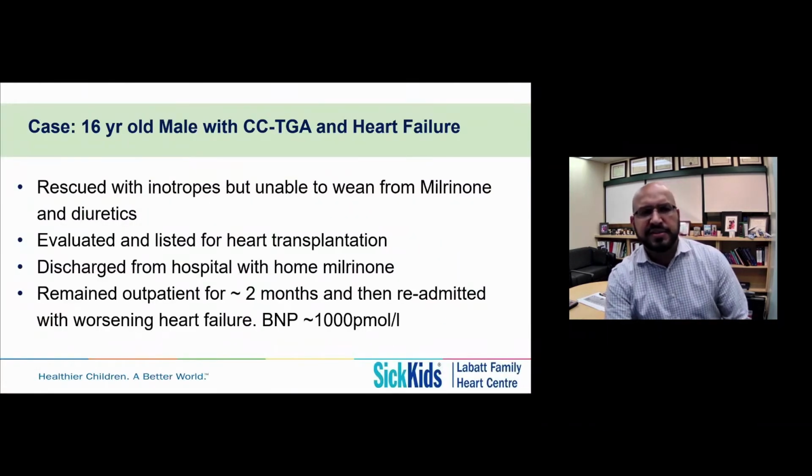And so getting back to the case, our 16-year-old male with CCTGA and heart failure was able to be rescued with inotropes, but was unable to wean from milrinone and diuretics, and eventually required listing for heart transplantation. However, we are able to manage patients with home inotropes, and so he was discharged from hospital with a home milrinone program via a PICC line, and he remained an outpatient for a few months, but then was readmitted for worsening heart failure, and as you can see, the BNP was also elevated.